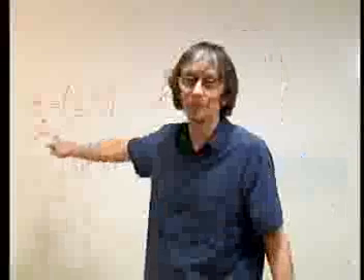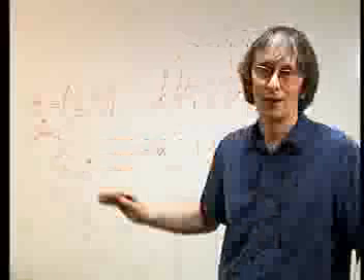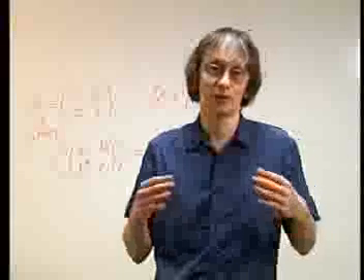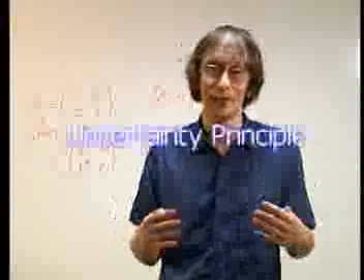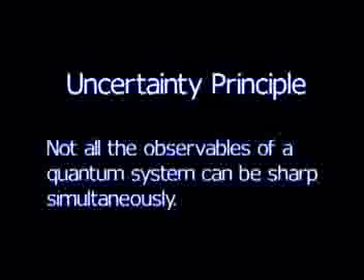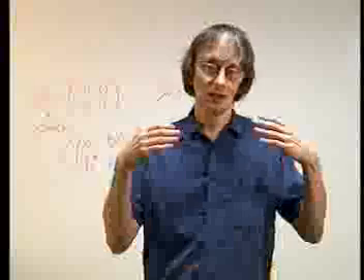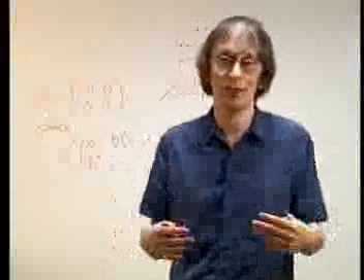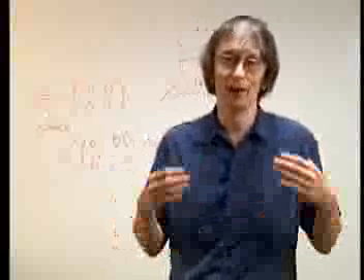Z was sharp, X isn't. And that's no accident. There's a principle of quantum mechanics called, rather misleadingly, the uncertainty principle, which says that not all the observables of a system at a given instant can be sharp. If some of them are, others will not be. You can prove this for yourself from the properties of expectation values. Again, see the worked examples. Heisenberg introduced a quantitative version of this principle, which is named after him, the Heisenberg uncertainty principle.